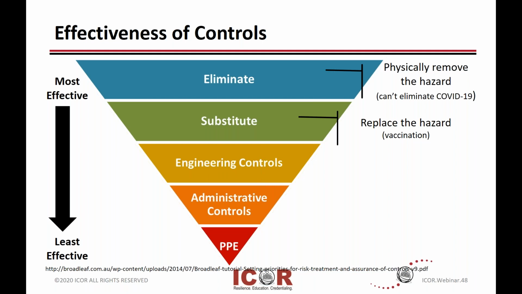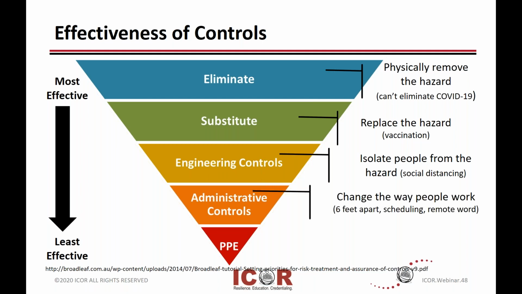We can engineer controls. Right now, this is actually the definition, is to isolate people from the hazard. We're using social distancing for that. You also have administrative controls, which is changing the way people work. We're seeing that. And it should say remote work versus remote word.